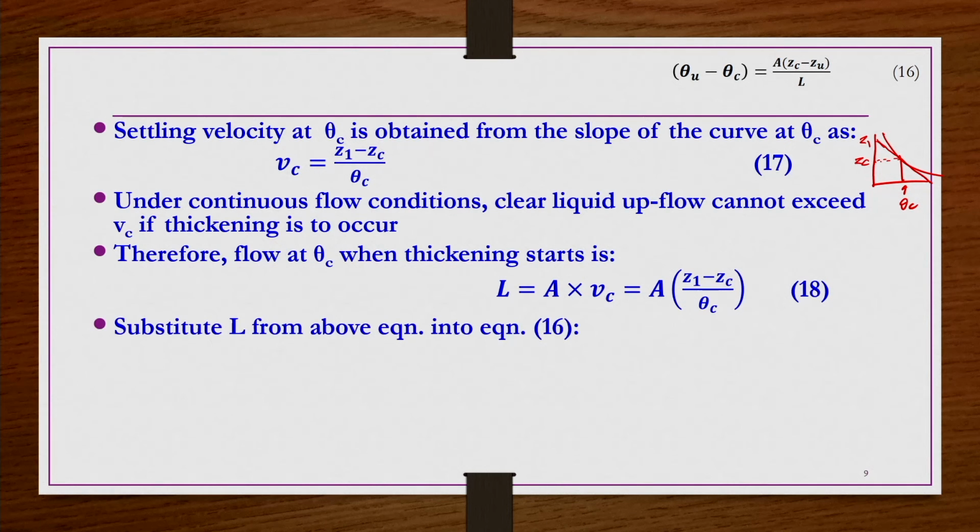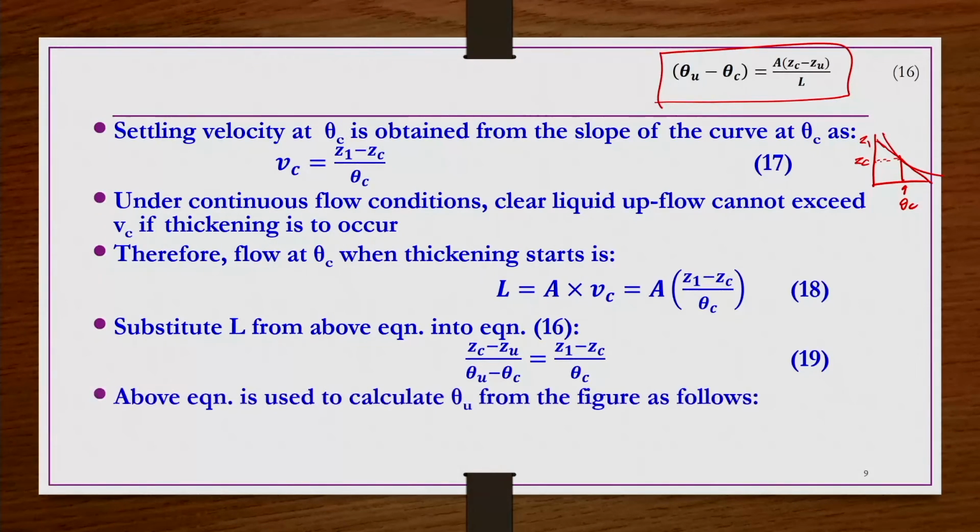So, now substitute L from the above equation into equation number 16. This is equation number 16 that we saw on the previous slide. When you substitute here, you get (Zc minus Zu) by (theta u minus theta c) is equal to (Z1 minus Zc) divided by theta c. The above equation is used to calculate theta u from the figure as follows, as I already explained.